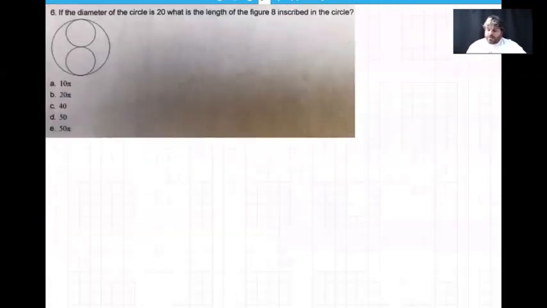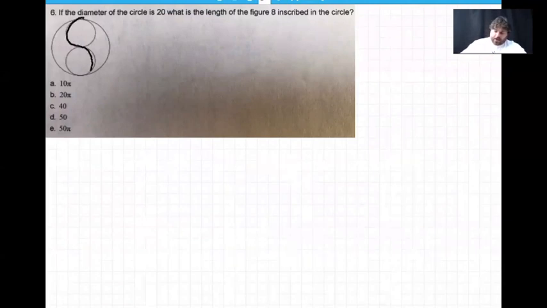All right. If the diameter of the circle is 20, what is the length of the figure 8 inscribed in the circle? So we're talking about length here of this figure 8. So basically it's two circles like this, okay? So what I have to do is find basically the circumference of each of these little circles.